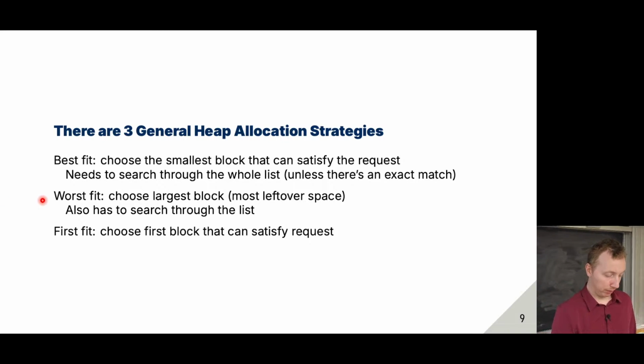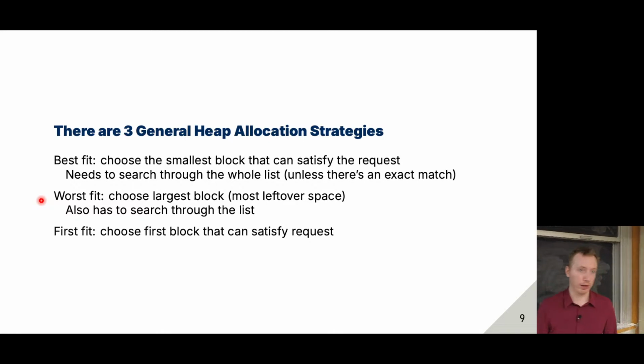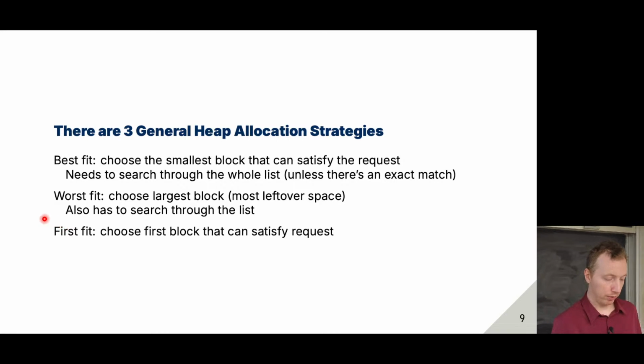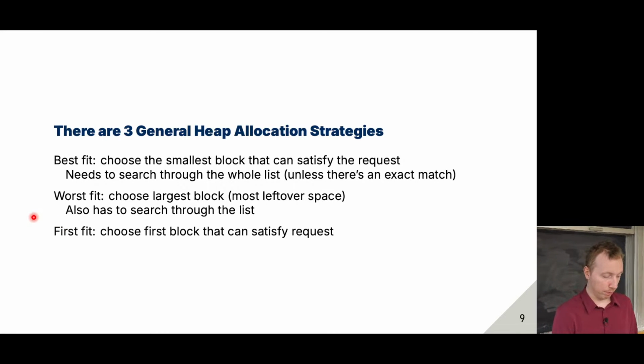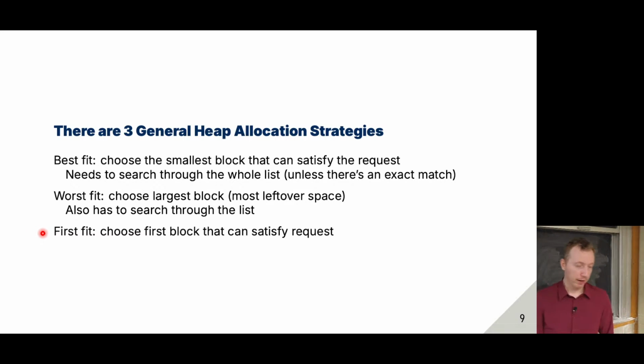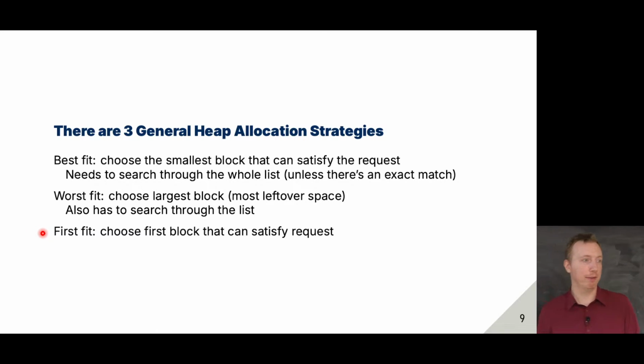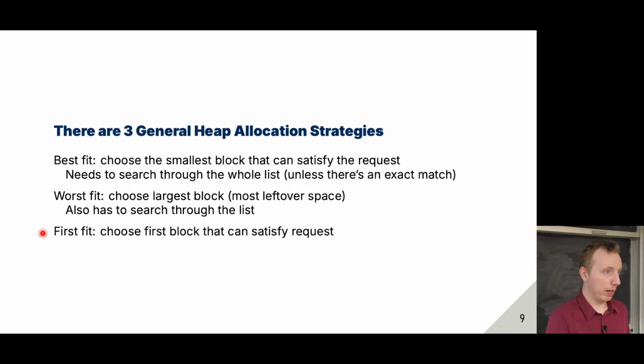The other one is called worst fit. So it is I choose the largest block, which has the most leftover space. Also, I have to search through the list, check the biggest block instead of the one that barely fits or exactly fits. And then the other is just kind of like the FIFO of this algorithm. So instead of searching the whole list, I just search the free list until it's big enough to satisfy the request, and then I just use that one. I don't really care what I get.